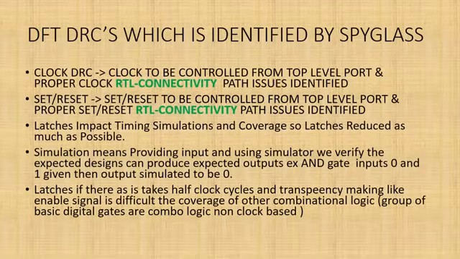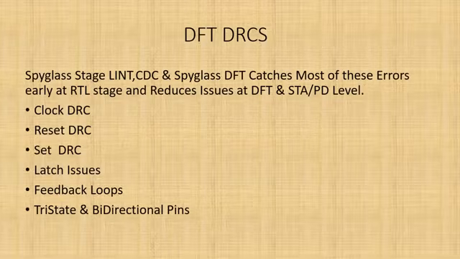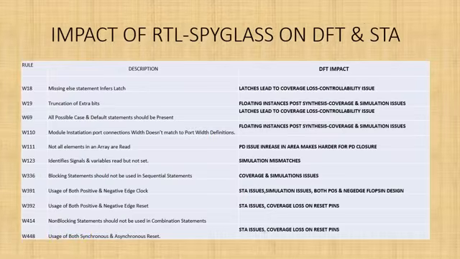Now, what DFT DRC is identified by SPYGLASS? The clock DRC, any RTL connectivity, set and reset, and latches which impact the simulations and coverage. For the SPYGLASS stage, LINT, CDC and SPYGLASS DFT catch most of the errors early at the RTL stage and reduce the issues at the DFT and STA or PD level. Examples: the clock DRC, the reset DRC, the set DRC, the latch issues, the feedback loops, the tri-state and bidirectional pins.